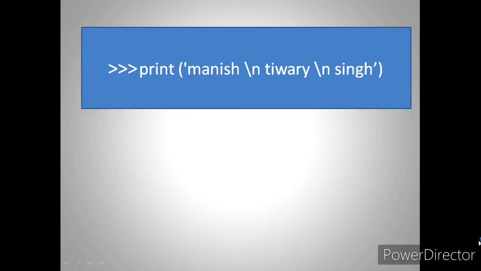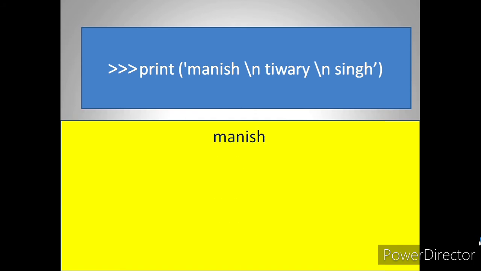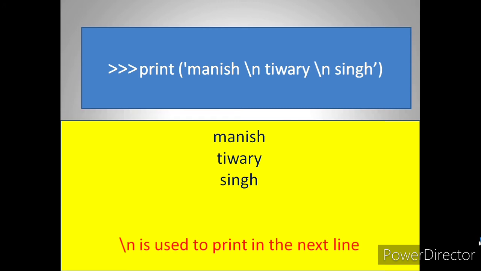So each word would be in a separate line. Yes, \n is used to get the cursor in the next line. Okay, so all these 3 words will be in different lines. So you will be having Manish first, then Tiwari, then Singh. That means we have come to know that \n is used to print in the next line.